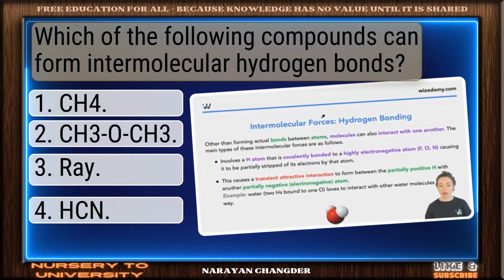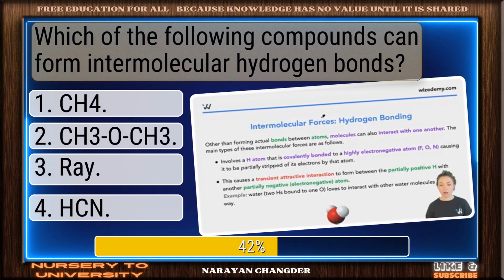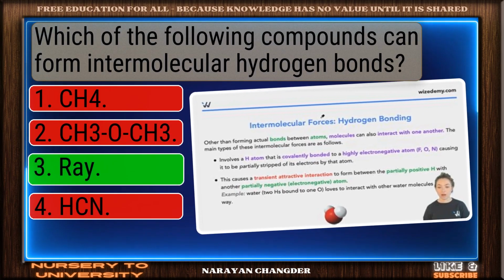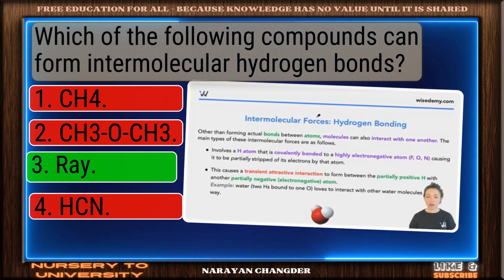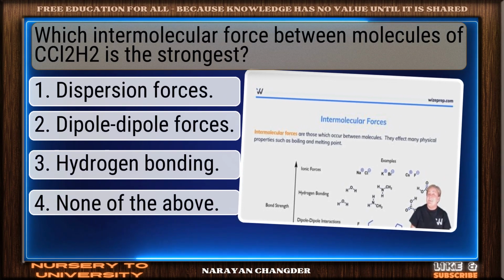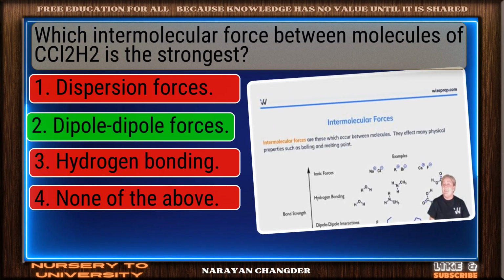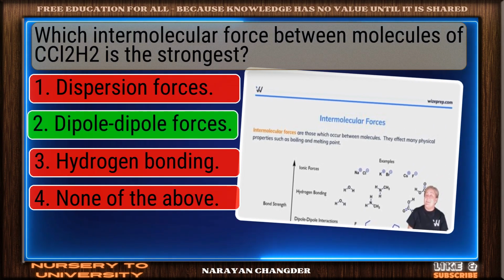Which of the following compounds can form intermolecular hydrogen bonds? Right choice. That is the best answer. Which intermolecular force between molecules of cyclohexane is the strongest? Smart pick. Dipole-dipole forces is the correct choice.